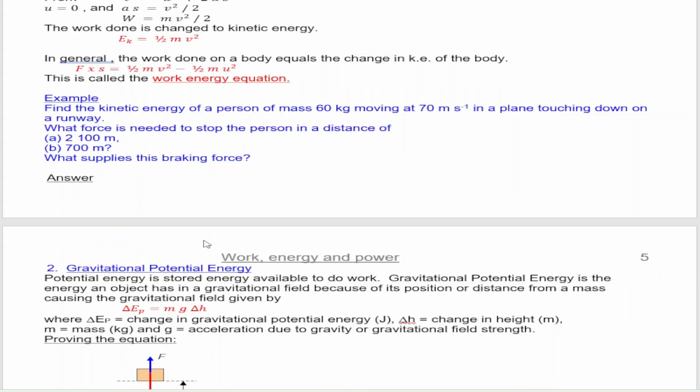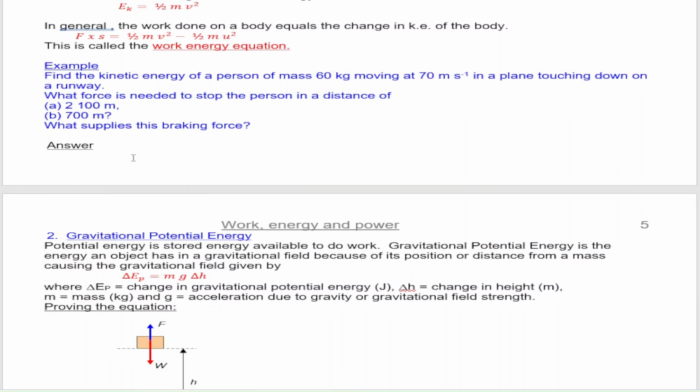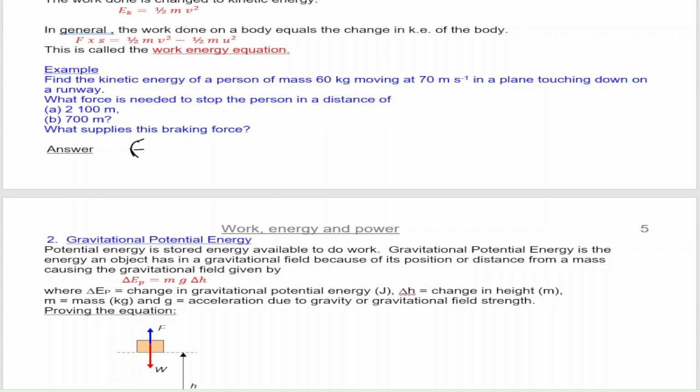Now let's look at this example. The first one says: find the kinetic energy of a person of mass 60 kg moving at 70 meters per second in a plane, touching down on a runway. What force is needed to stop the person in a distance of 2,100 meters? Force times displacement is equal to half mv squared is the formula that we are applying here. The mass is 60 kg and the speed is 70 squared. Then we multiply this by half. So this should equal the force that is needed times the distance of 2,100 meters.